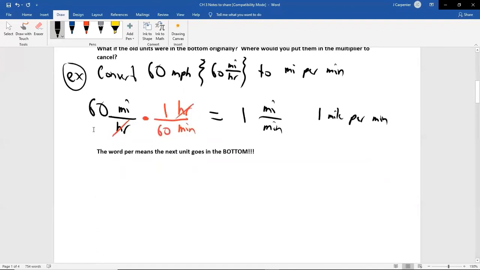All right, so this is going to be coming up every now and then. So don't just think it's always going to be canceling units in the top originally. Sometimes the units you need to cancel are going to be in the bottom.